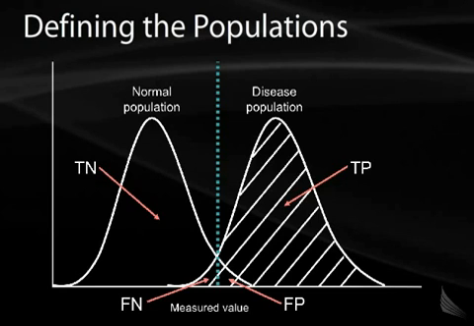Conversely, a certain percentage of the population which is normal will have a negative test. These will be called our true negatives, and a certain percentage of the diseased population will also have a test value below this threshold, and these will be false negatives. Now, this is only one way of choosing a cutoff. We can choose a cutoff which is higher or lower.